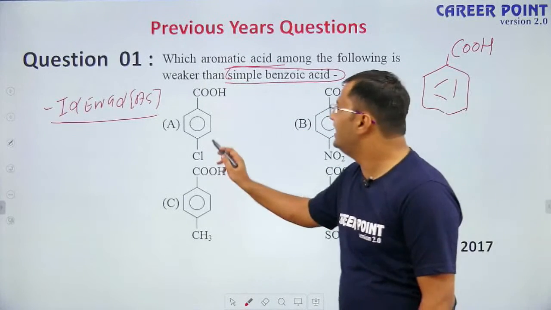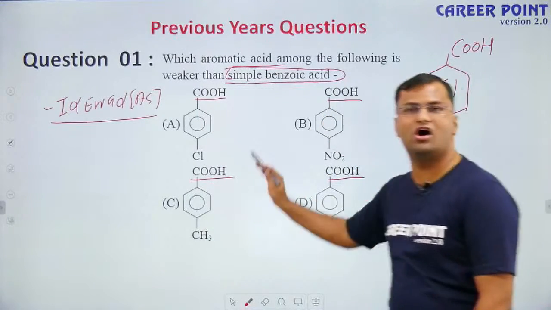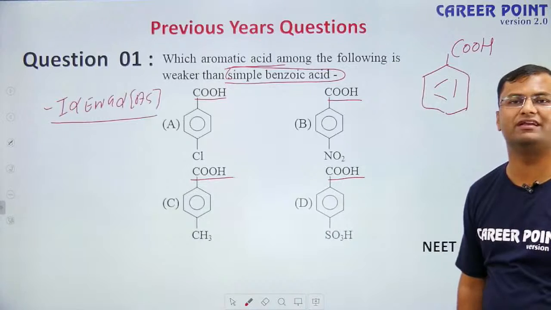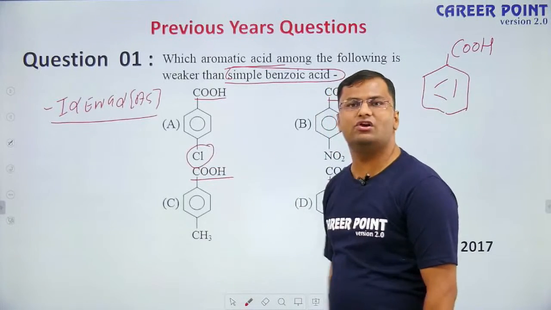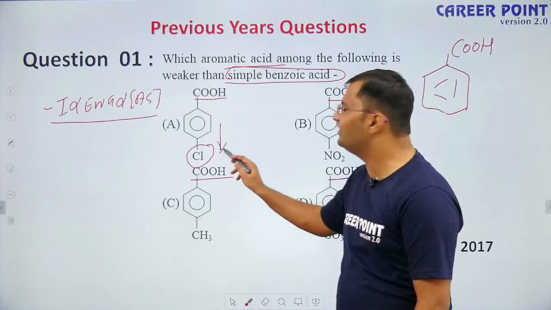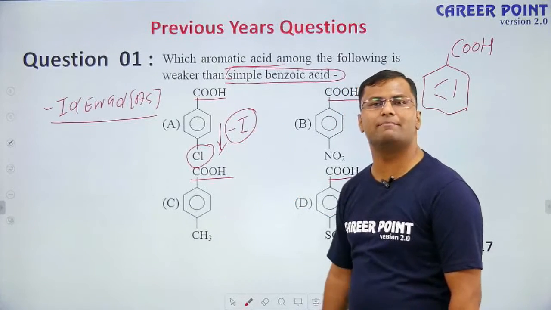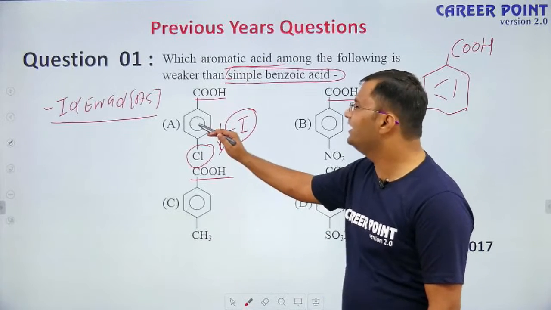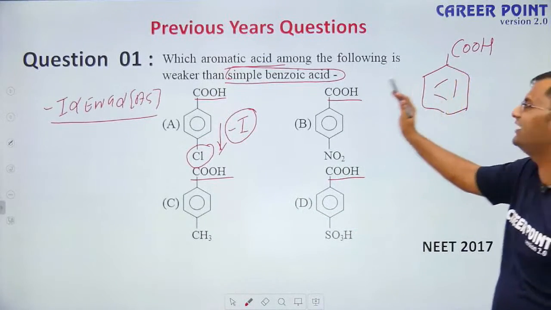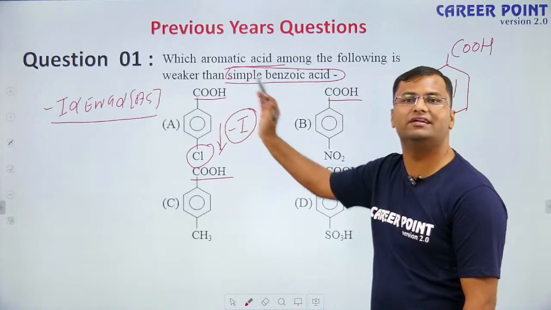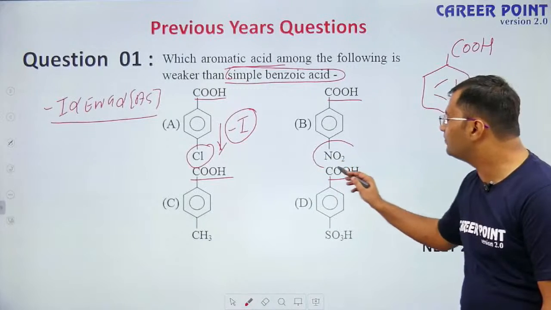First we will see, here is COOH, here is COOH, again COOH, and the fourth. All four are benzoic derivatives. Now, here is chlorine. What will it do? This is an electron withdrawing group. It increases the minus I effect. So it increases the acidity of the compound, as compared to this benzoic acid. Clear?